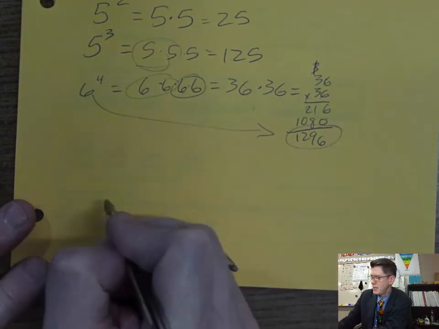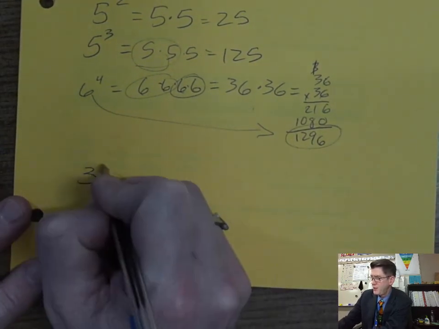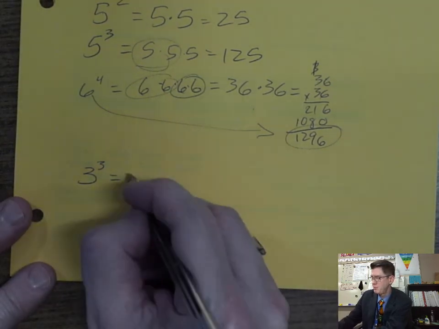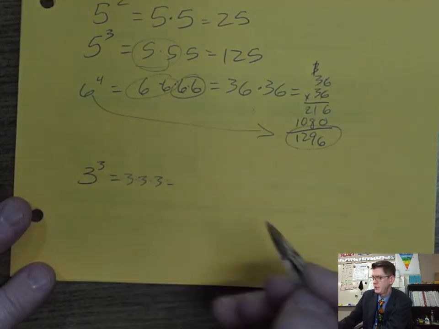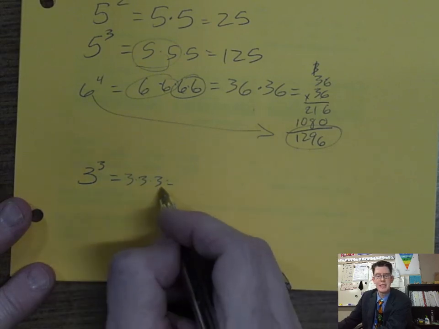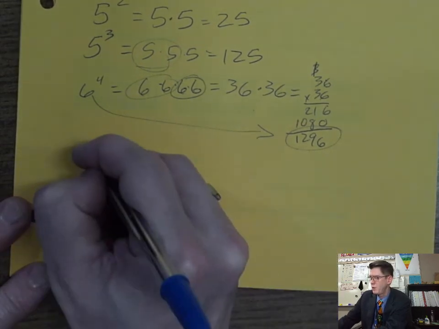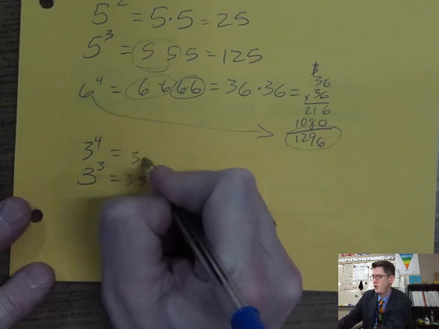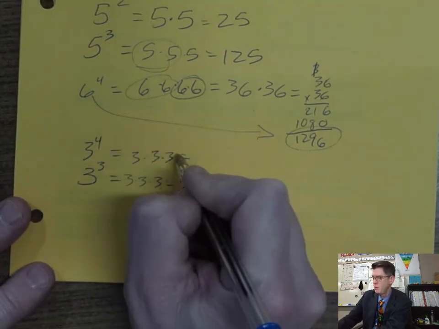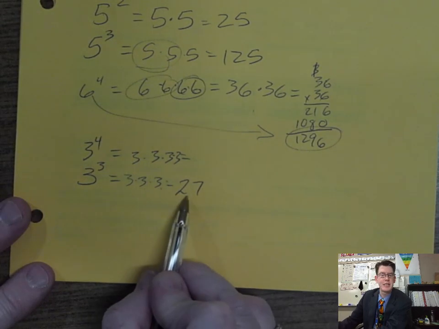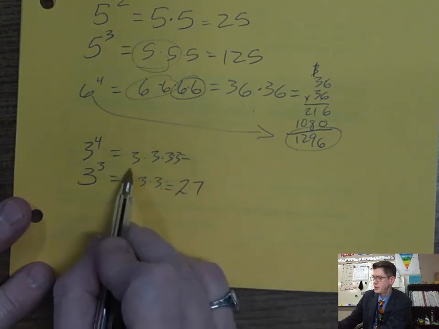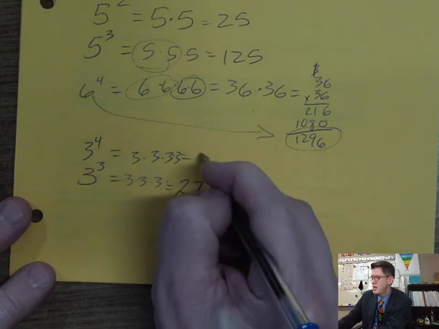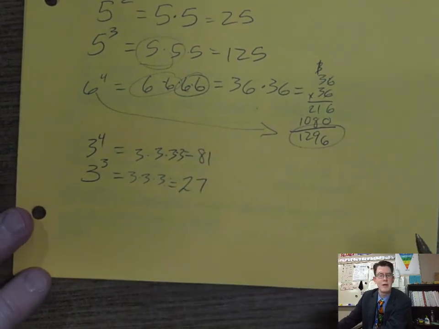Well, let's do this. What if I've got 3 to the 3rd? What's that? Well, it's 3 3s multiplied together. So 3 times 3 is 9, times 3 is 27. Well, what's 3 to the 4th? It's 4 3s multiplied together. It's just this number, there's 3 of them, there's 27, and times 3. So 27 times 3, you can work that out, is 81.